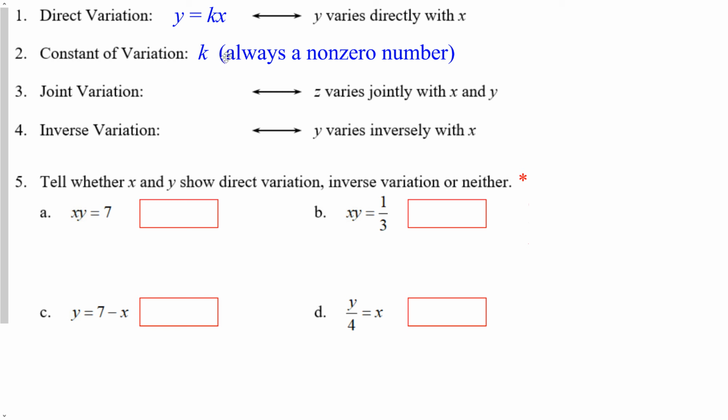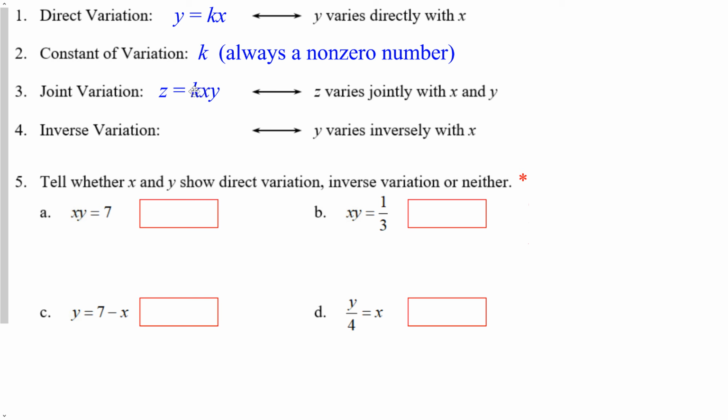Our second type of variation is called joint variation. This looks a lot like direct variation, except it is multiplying multiple pieces of information with the constant of variation, whereas direct variation is just multiplying one variable along with that constant of variation.